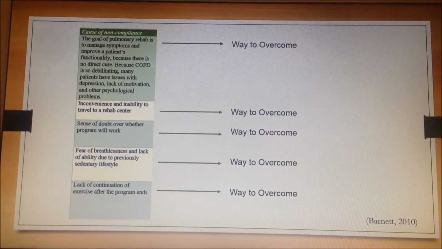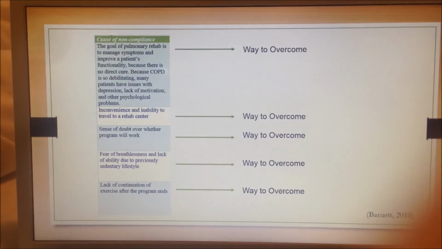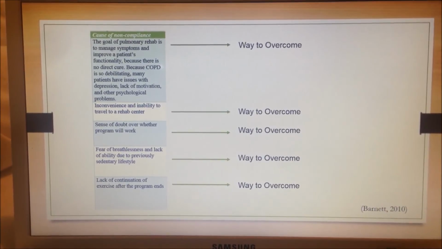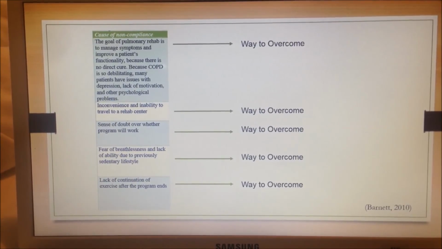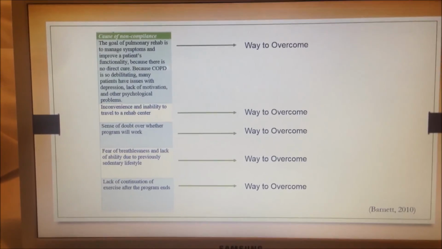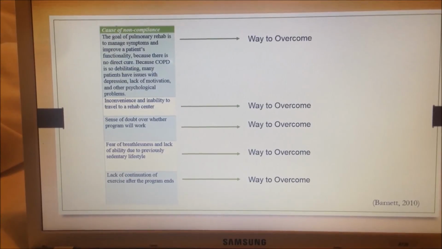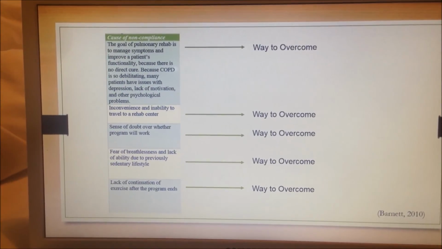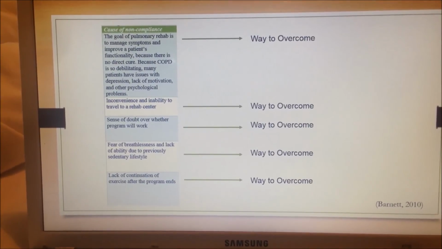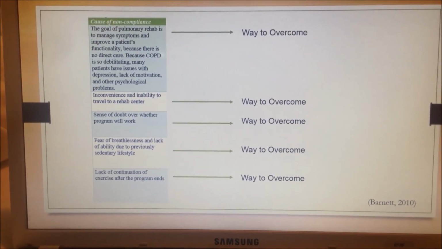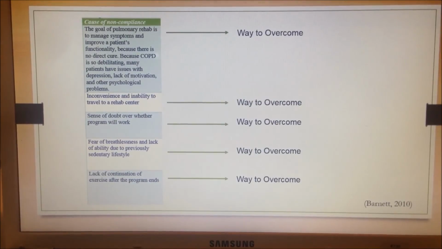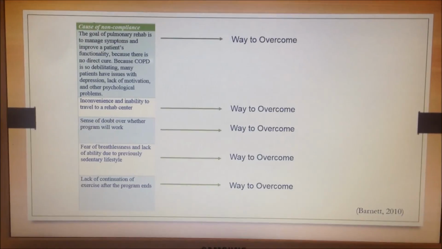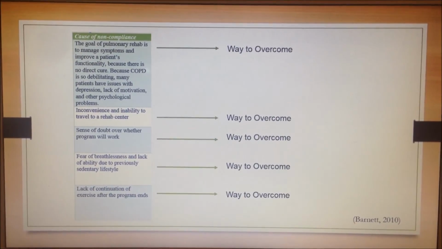The final thing that I'm going to look into is issues of compliance. I'm going to look into causes of non-compliance and then ways to overcome the issues. Cause of non-compliance. The goal of pulmonary rehab is to manage symptoms and improve a patient's functionality because there is no direct cure. Because COPD is so debilitating, many patients have issues with depression, lack of motivation, and other psychological problems. Here's a way to overcome it. Provide realistic goals for the patient to achieve, as well as putting them in charge of their own progression. If they genuinely want to get better, it's possible through adherence to the program.